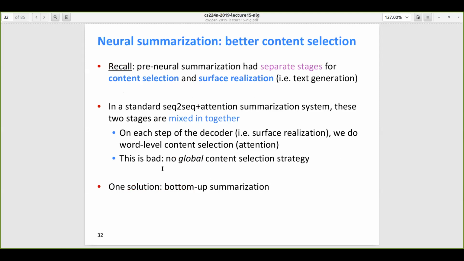When it comes to content selection, as we have seen in the pipeline before neural networks, we had separate stages for content selection and realization. Whereas with neural network methods, all of these things are clubbed together, mixed together. For every step of the decoder, the content selection is done. This is not really good, because that way no global content selection strategy is present in the system. The fix for this is bottom-up summarization.